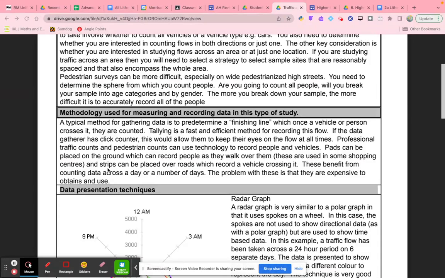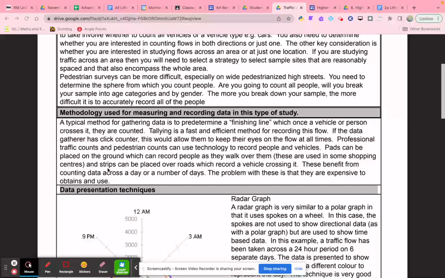But the downside is that type of equipment requires a degree of technological skill in deploying the equipment, it requires quite a high level of consent from local authorities or whoever's managing the space in which you're placing it. And it's also clearly expensive to obtain and use. So for a simple geographic process, it's not possible.